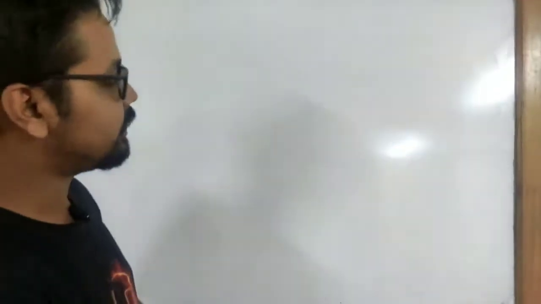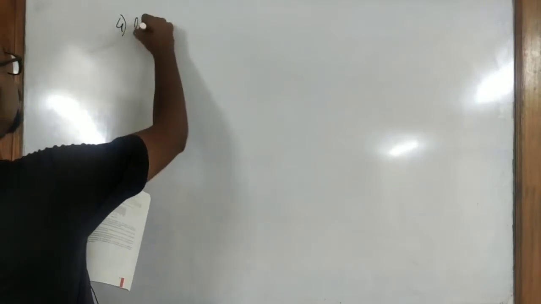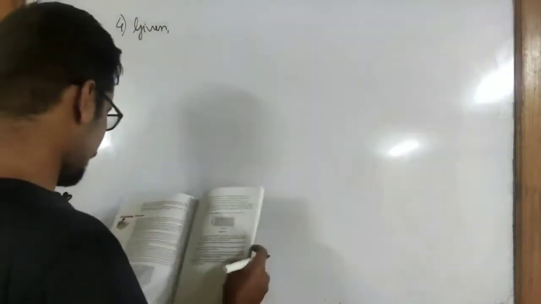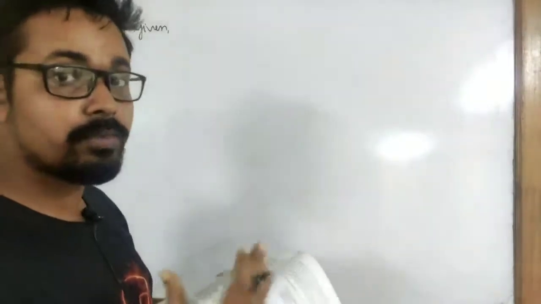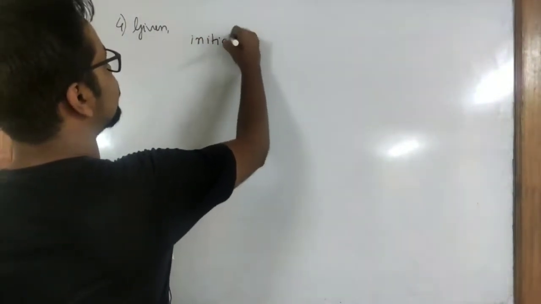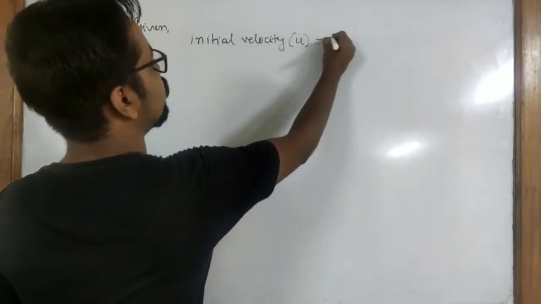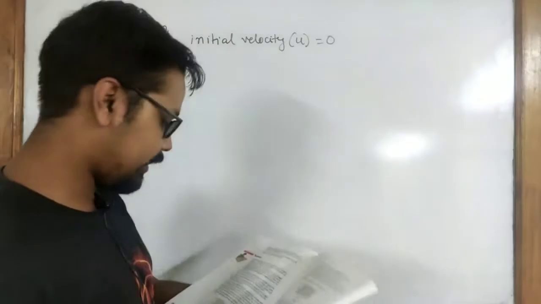So let us write what is given in the question. All the things that are given in the question, let us write that down. So here we have question number 4 and let's write what is given. It says that the boat starts from rest. So since it starts from rest, its initial velocity, that is u, will be 0 because it was at rest at the beginning.